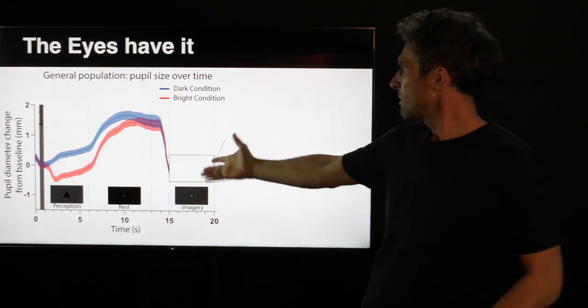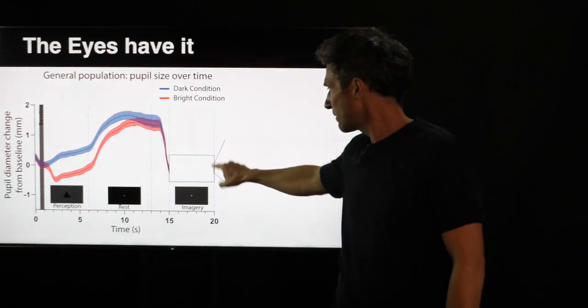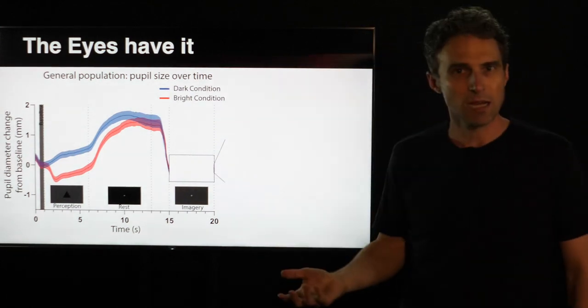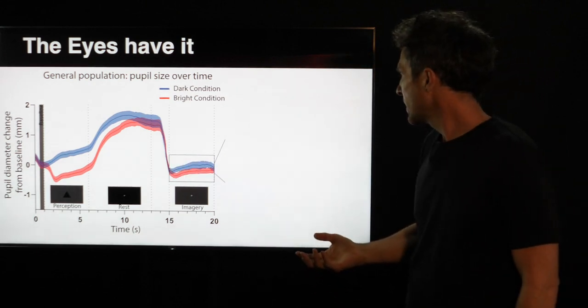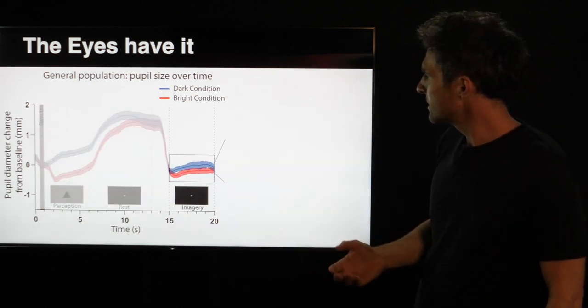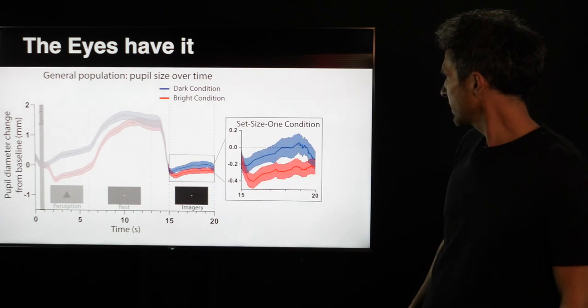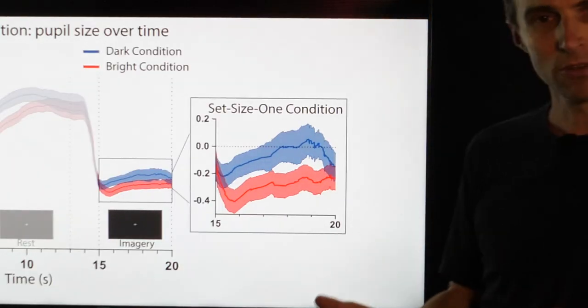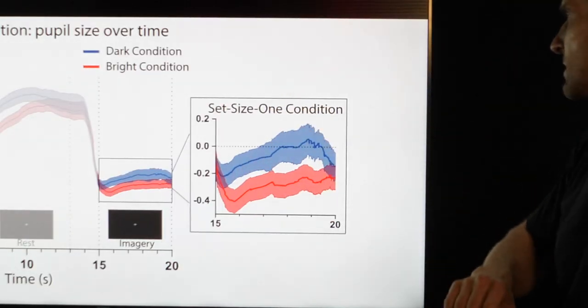Right, then we switch that off, things come back to normal. And here, when you have to imagine that triangle, what's going to happen? Here's the interesting question. And we see a nice difference. Let's zoom in there. There we go. A nice difference in those data, just like during perception.